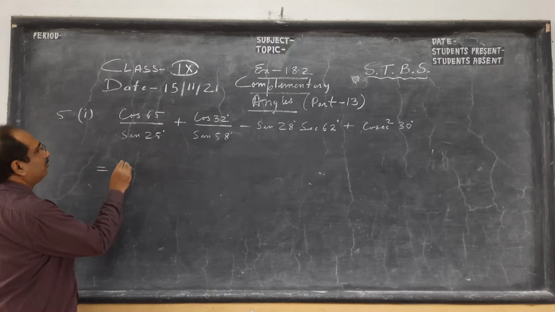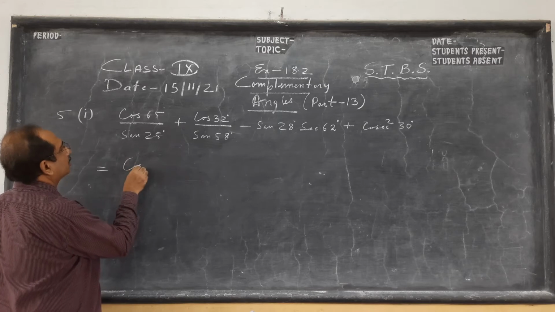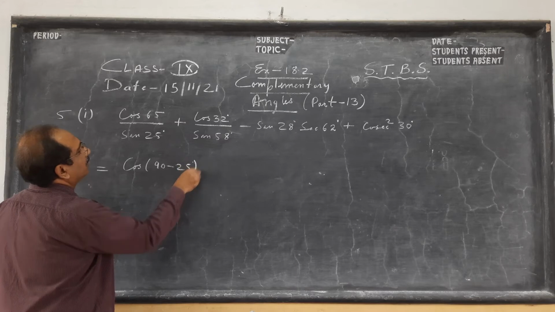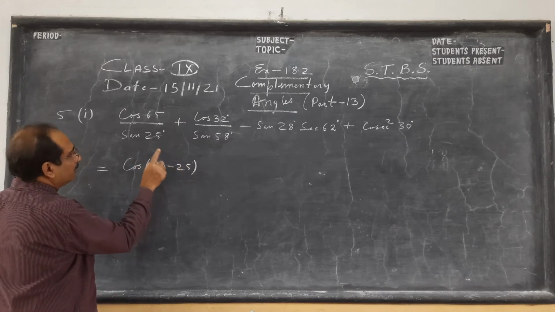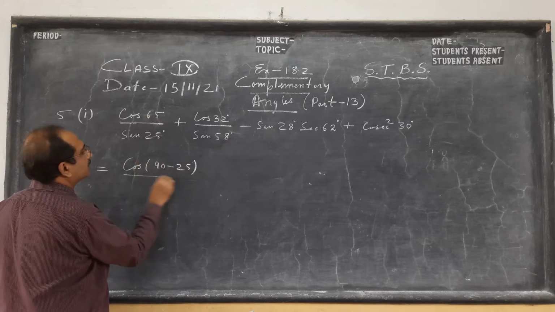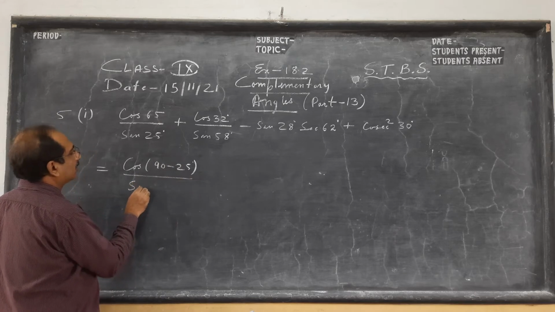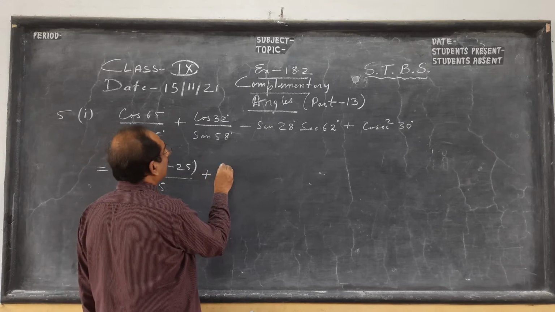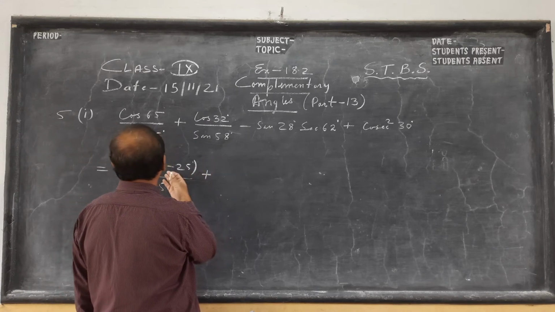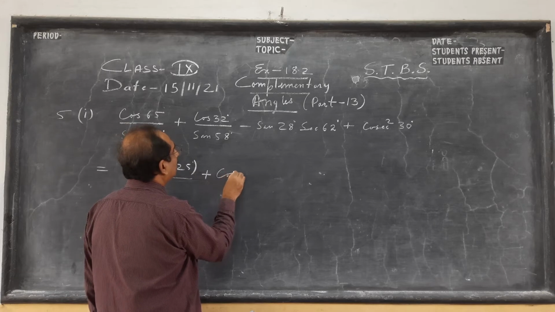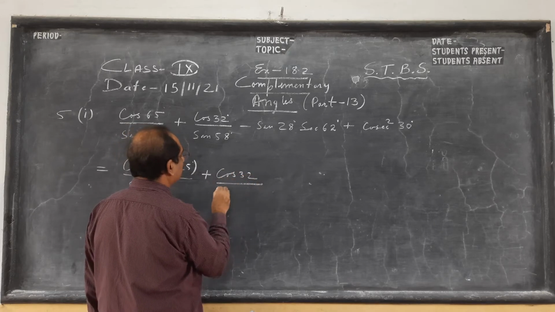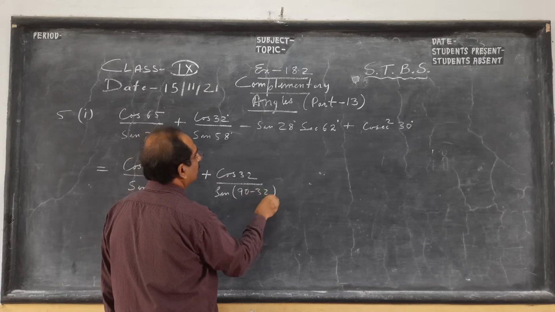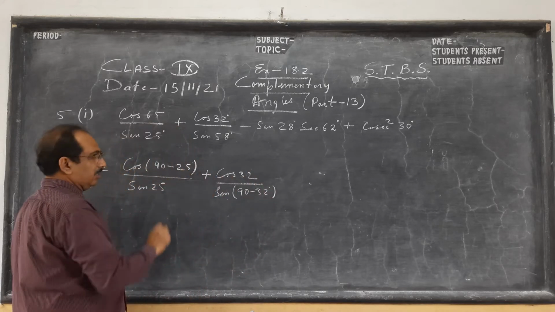So cos 65, children, we can write as cos (90 minus 25). 90 minus 25 is 65, and this remains sine 25. Here we converted cos; let us convert sine here, though we could have done it another way. Sine 58 we can write as 90 minus 32. See, very interesting, these two remain the same.